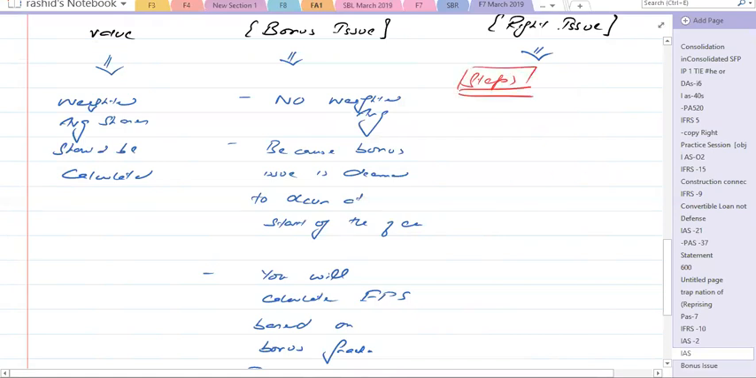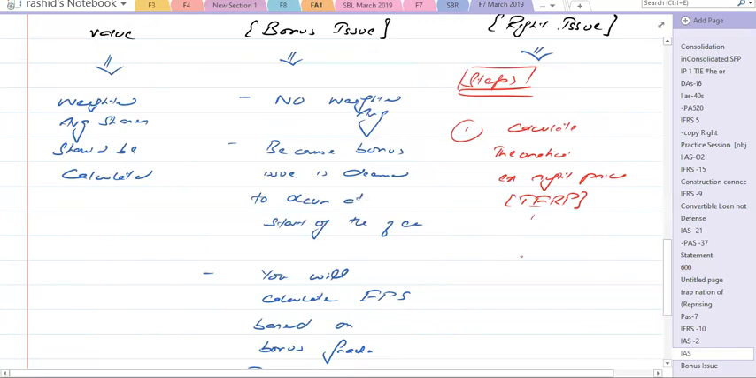The first step is to calculate the theoretical ex-right price. The students who have done the F9 can easily understand it. The students who have not done it, there is no problem. The theoretical ex-right price is actually the market value of the share after the right issue. That is the value of the share after right issue.